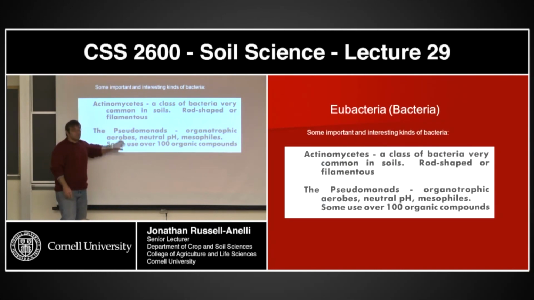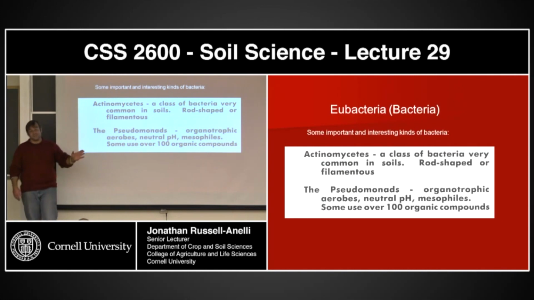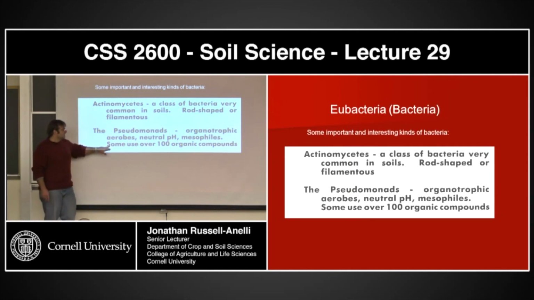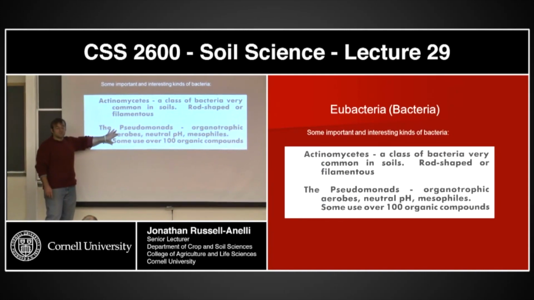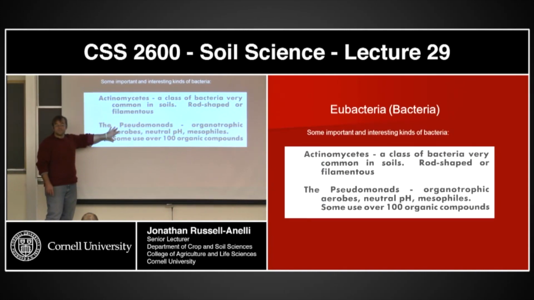Okay, Pseudomonas at the other end, there's lots and lots of different types of Pseudomonases. But the interesting thing about these guys is that some of them can use over 100 different organic compounds to survive. There's a lot of interest in these guys because of their ability to degrade things. A lot of remediation technology is sort of centered around some of these guys.